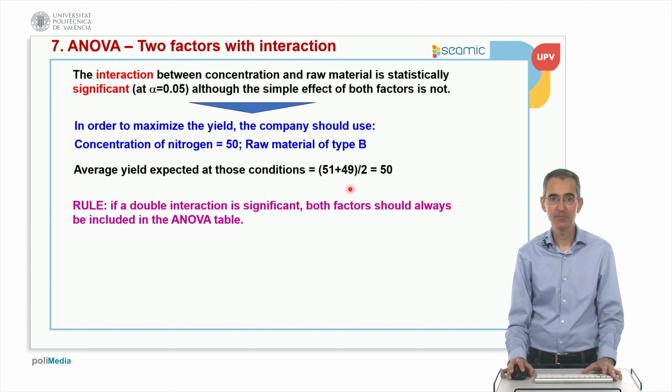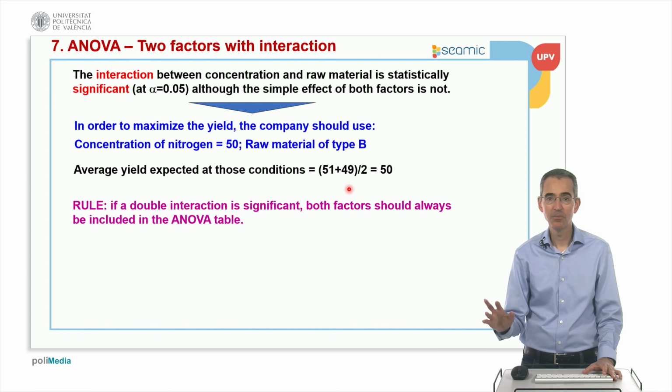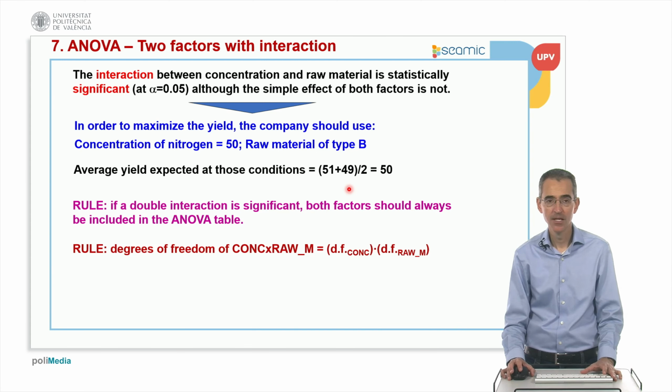Okay, and then remember that these are important rules. So if a double interaction is statistically significant, both factors should always be included in the ANOVA table. So it is not correct to say that we remove the simple effect to increase the values of the degrees of freedom of the residual. No, in this case, as the interaction was significant, we have to keep in the ANOVA table both factors. And also an important issue is that the degrees of freedom for the interaction is the product of the degrees of freedom for both factors.